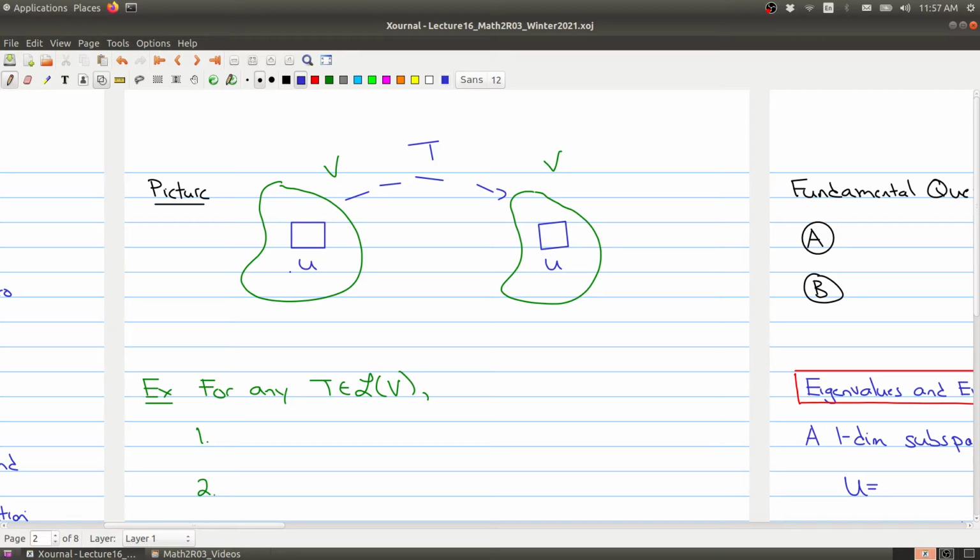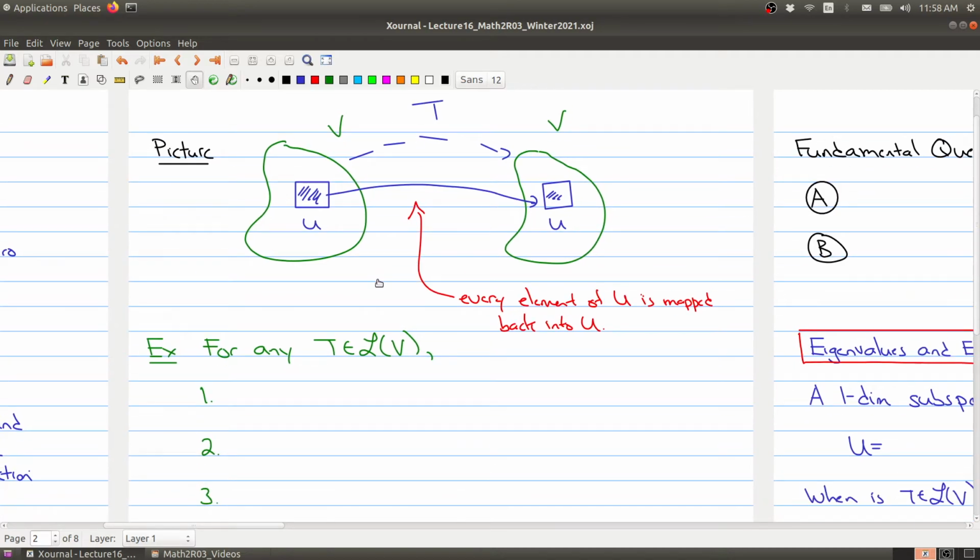And a subspace is going to be invariant if everything inside of U, when you stick it into your function, you end back up inside of U. Okay, so every element of U is mapped back into U. So if you were in U to begin with, after you're stuck into the function T, you get back inside of U. Okay, so that's one way to think about what an invariant subspace is.